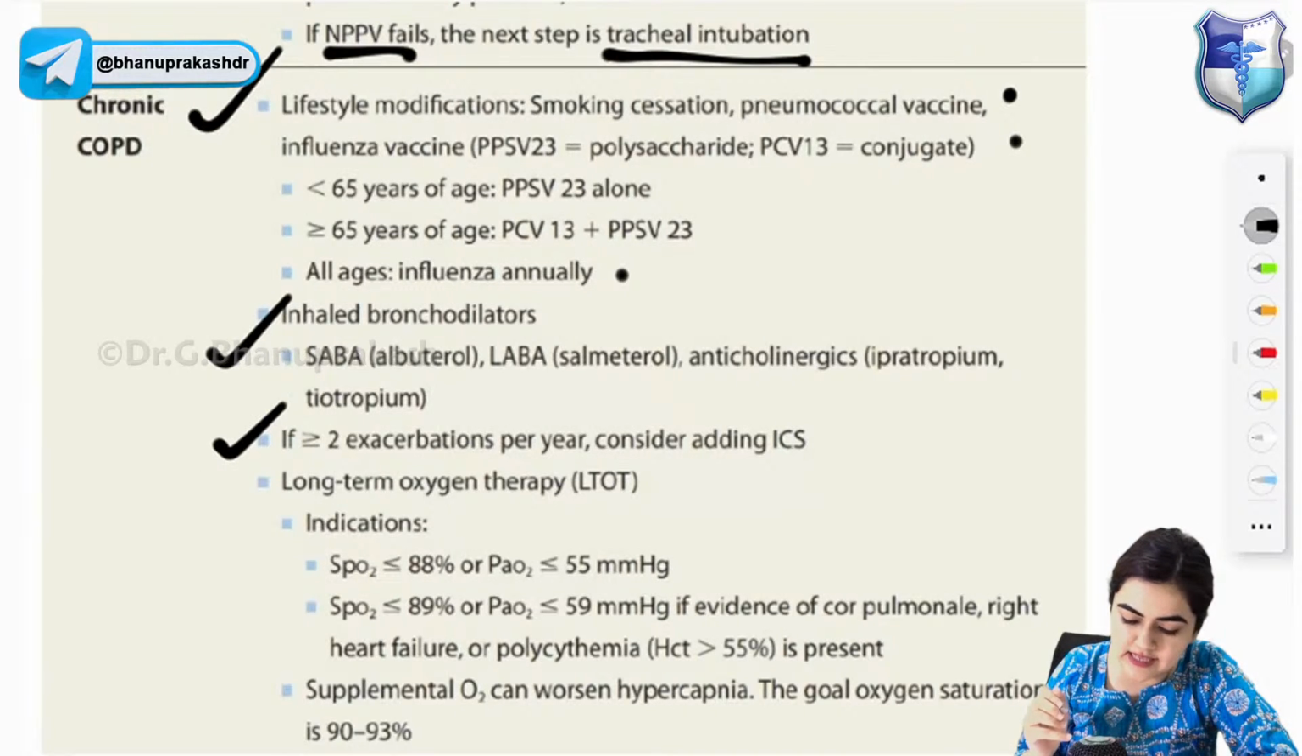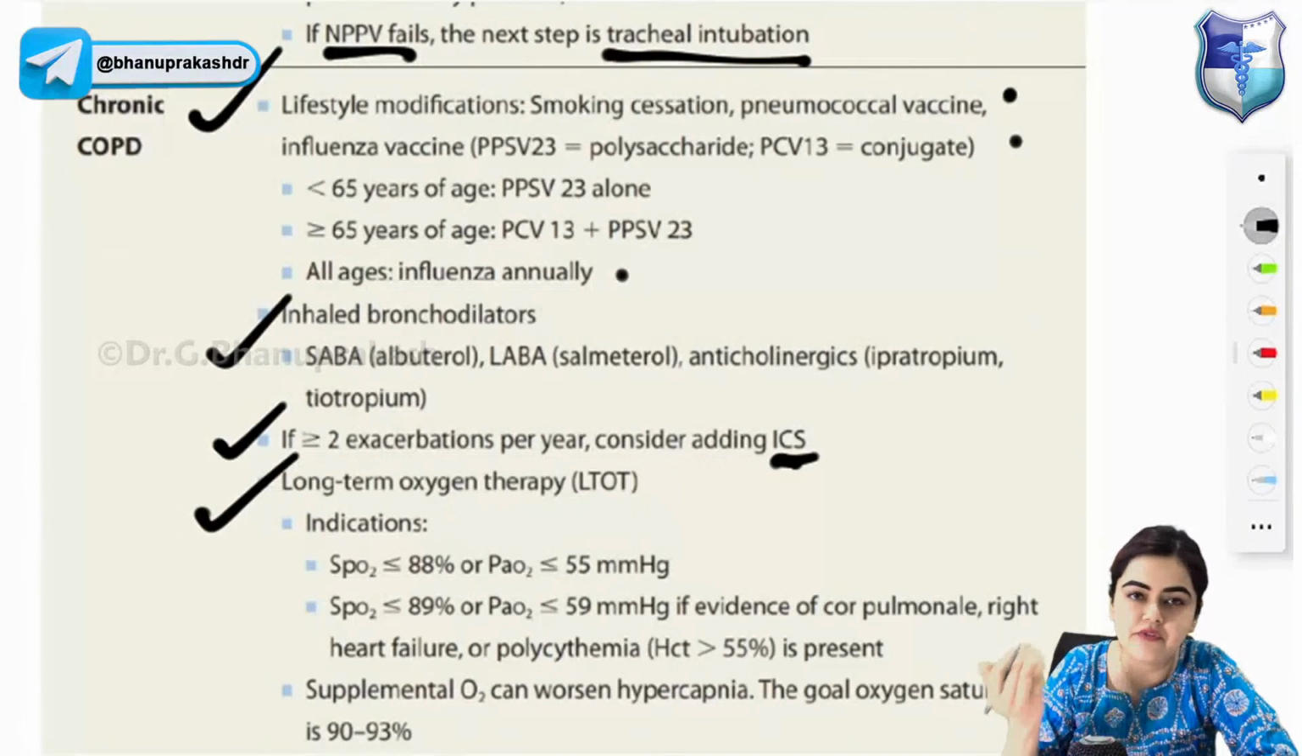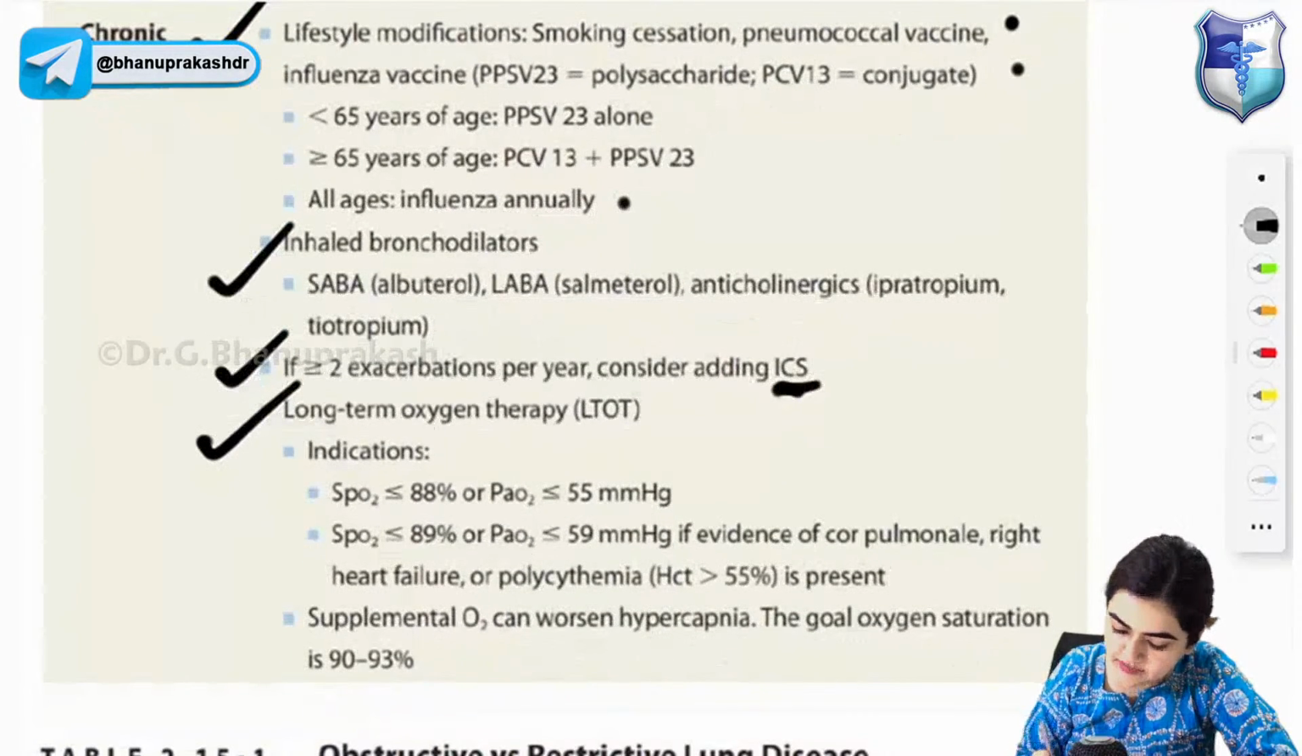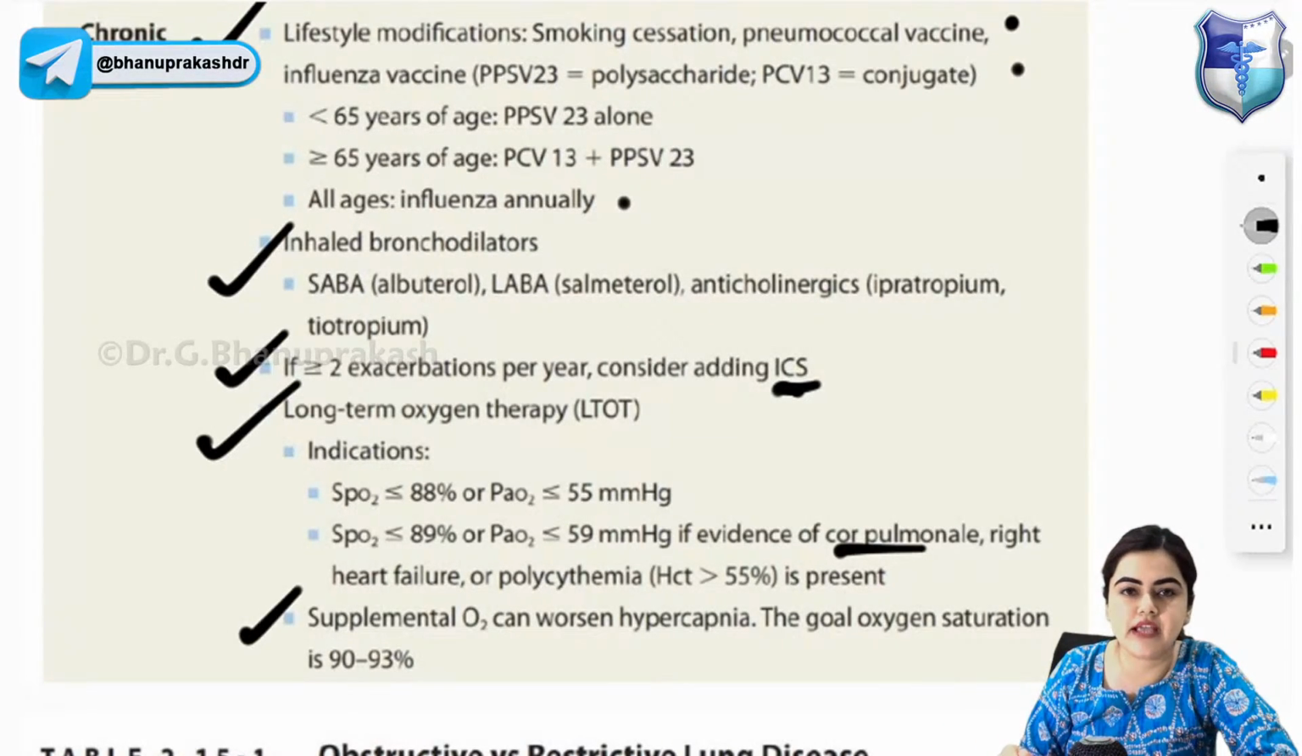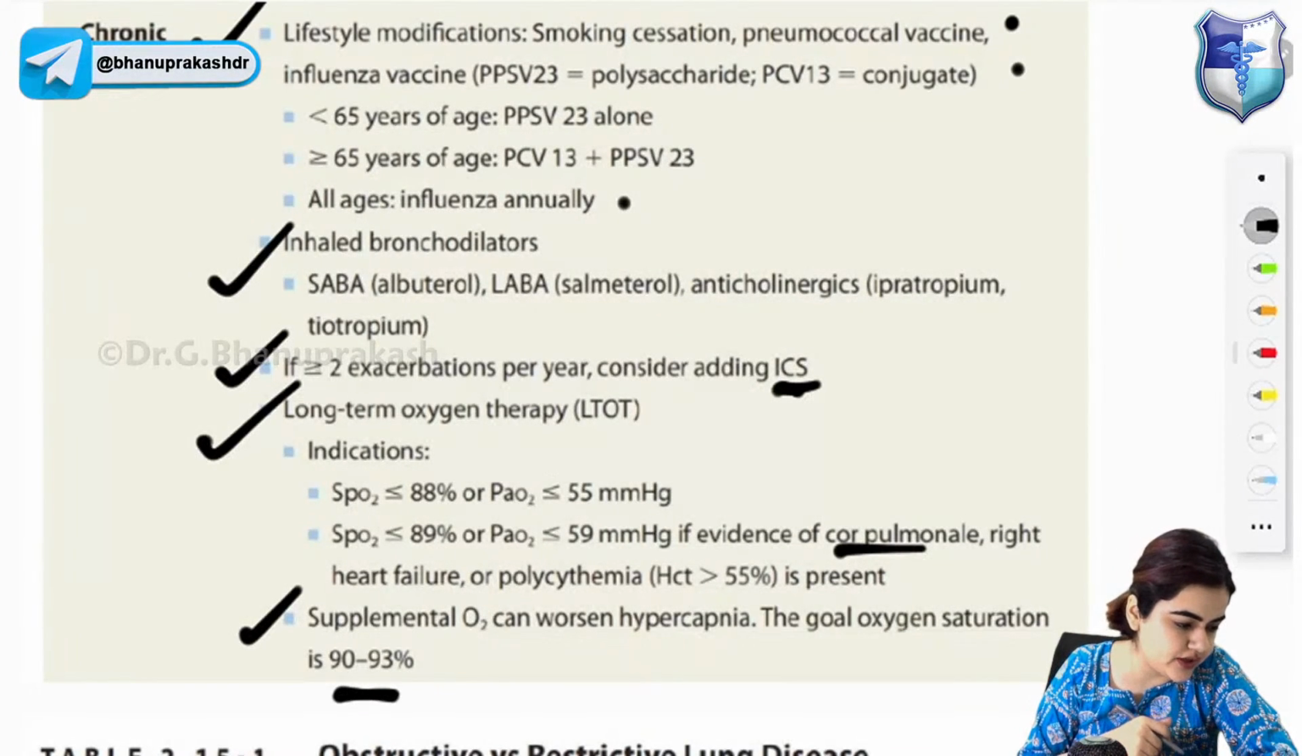Then, if more than two exacerbations are there in COPD, you will consider adding inhaled corticosteroids. Long-term oxygen therapy is given. Long-term oxygen therapy is only indicated if SpO2 is less than 88% or PaO2 is less than 55 millimeter of mercury, or SpO2 less than 89% or PaO2 less than 59 millimeter of mercury, and there is evidence of cor pulmonale, right heart failure, or polycythemia. Supplemental oxygen can worsen the hypercapnia, which you have to remember. So goal oxygen saturation will be 90 to 93%.